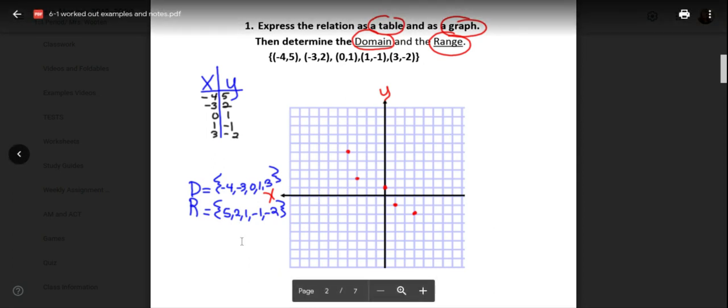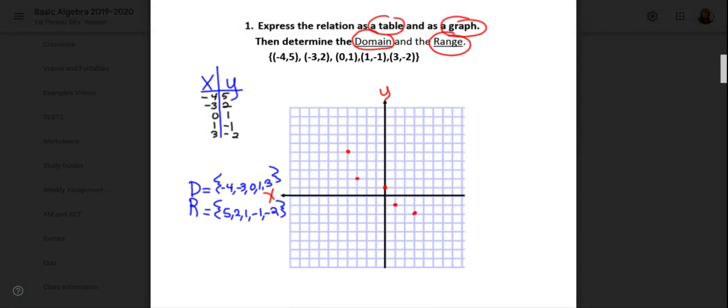The domain would be listed as a set. The domain is the set of all the x values from least to greatest. If you have any repeated x values, you only write that value one time. The range is the set of all the y values from least to greatest. This particular set is not written from least to greatest. So sometimes you see it not written that way, but I usually write it from least to greatest. But again, if you have any that repeat, you don't write them more than once.